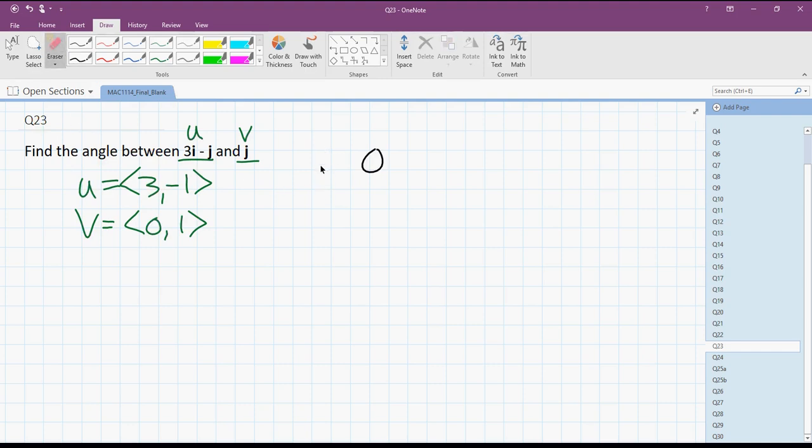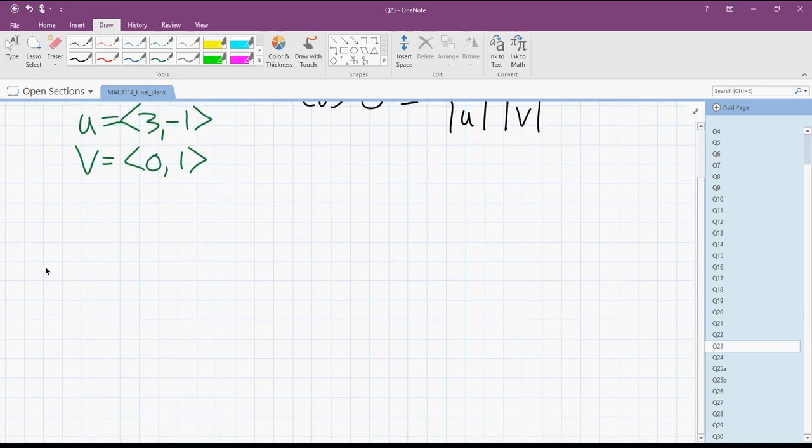Cosine of theta is equal to? Okay, so we look at the dot product. You got it. Magnitude of U times magnitude of V. So the first thing we have to do is figure out magnitudes, and the dot product, absolutely. So let's get magnitudes first.